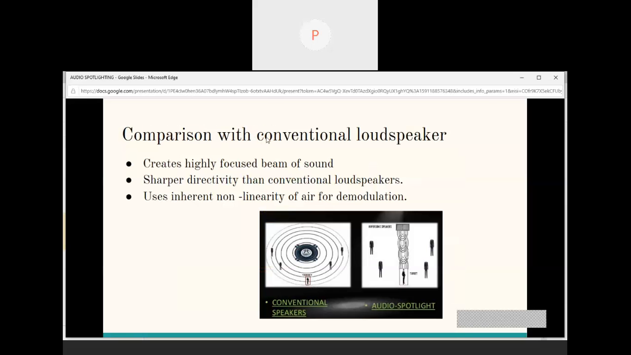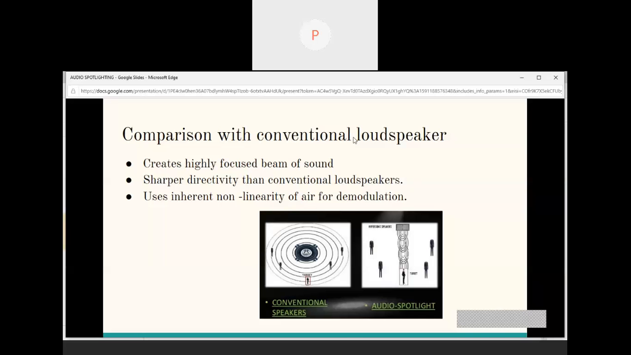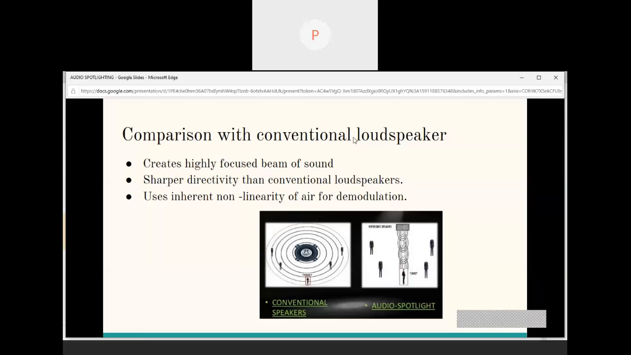Here's a comparison of our audio spotlight system with a conventional loudspeaker. A conventional loudspeaker produces a large range of wavelengths, while in the audio spotlight, the wavelength is very small with higher frequency. It uses the non-linearity property of air for this demodulation process. It has much sharper directivity than conventional loudspeakers.